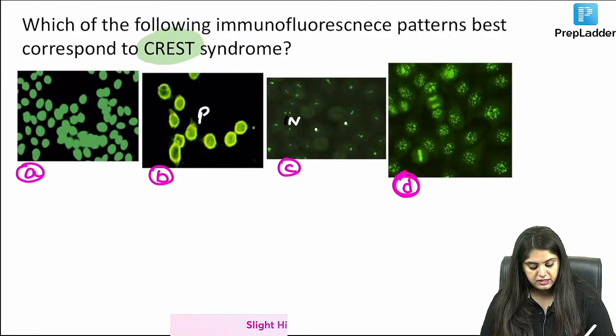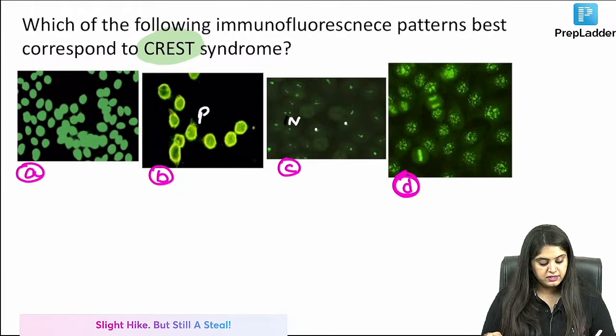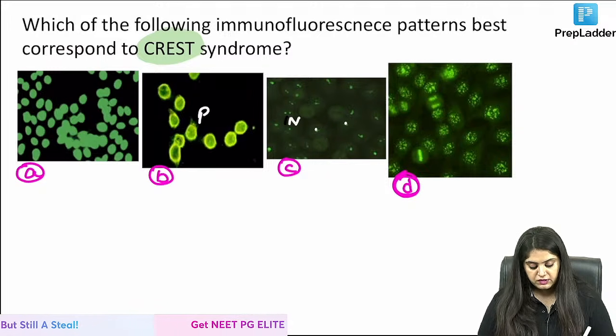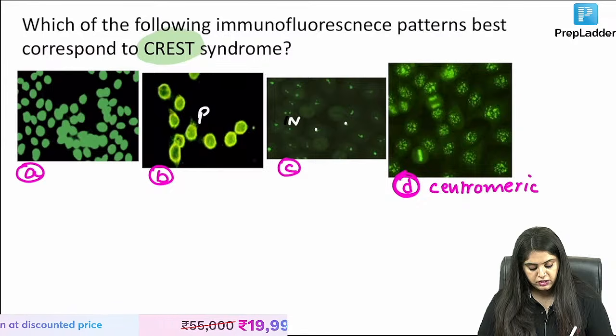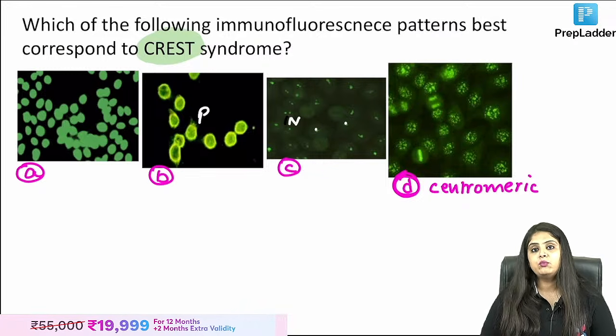Okay, D. Can you tell me the name of this D pattern that you have mentioned over here? What is the name of this D pattern? In CREST syndrome, the centromeric pattern comes. And now I'm going to teach you each one of these patterns. And what are these patterns?